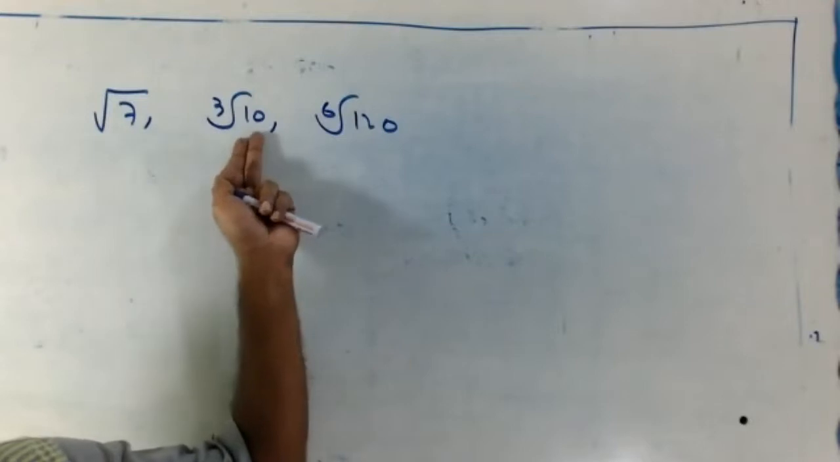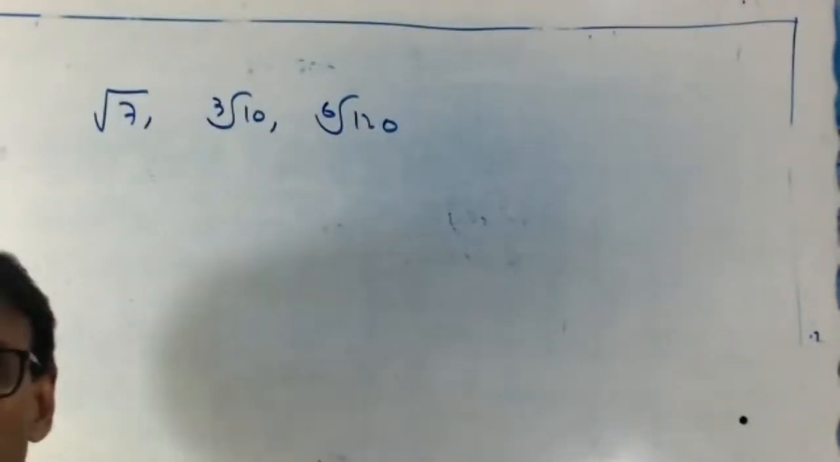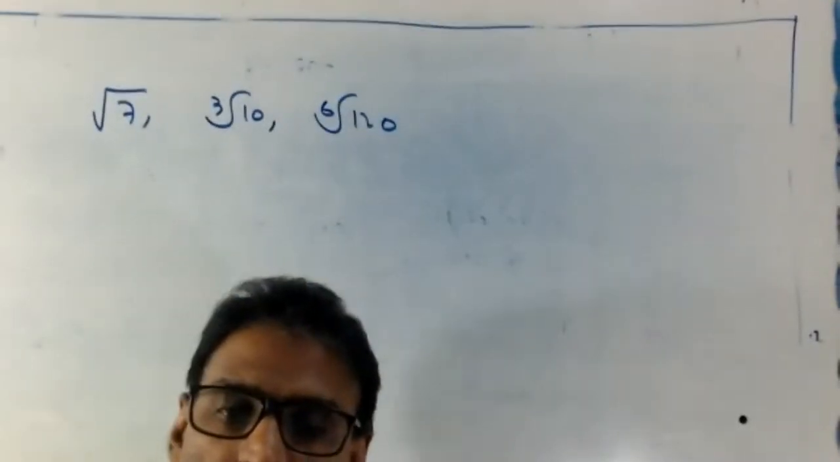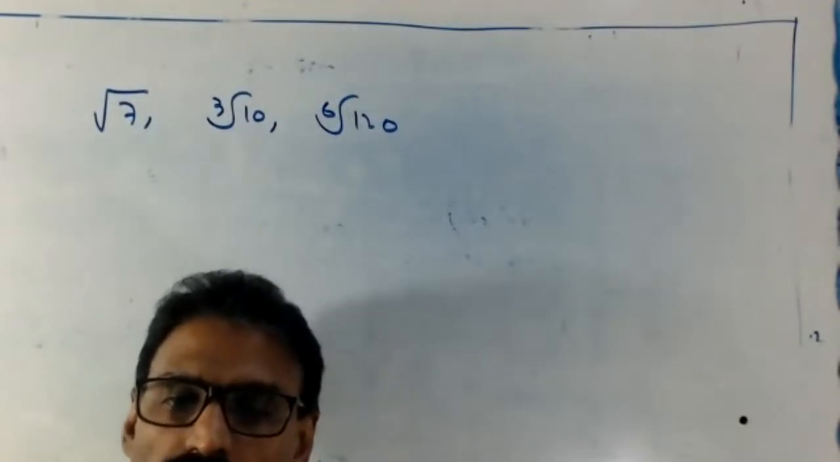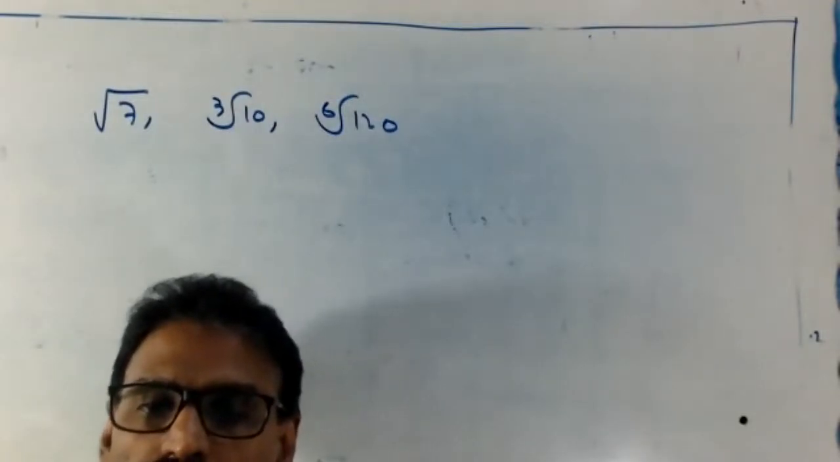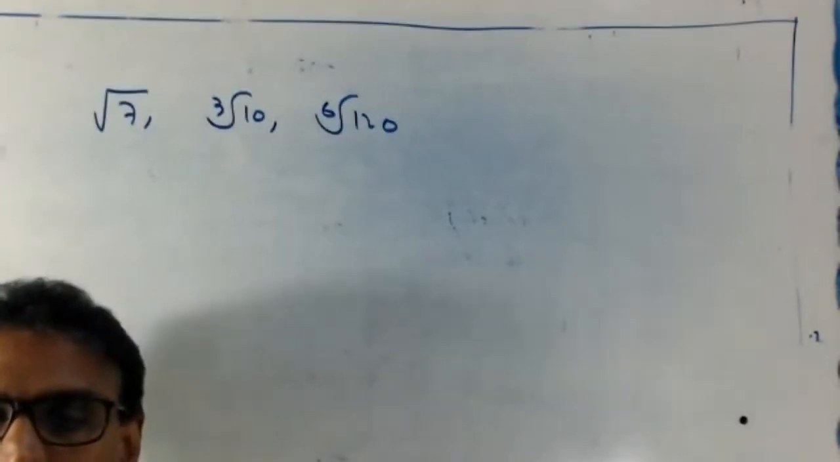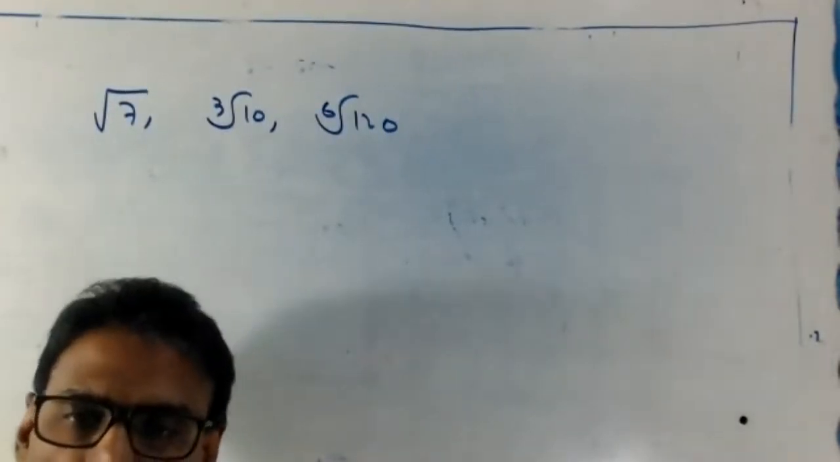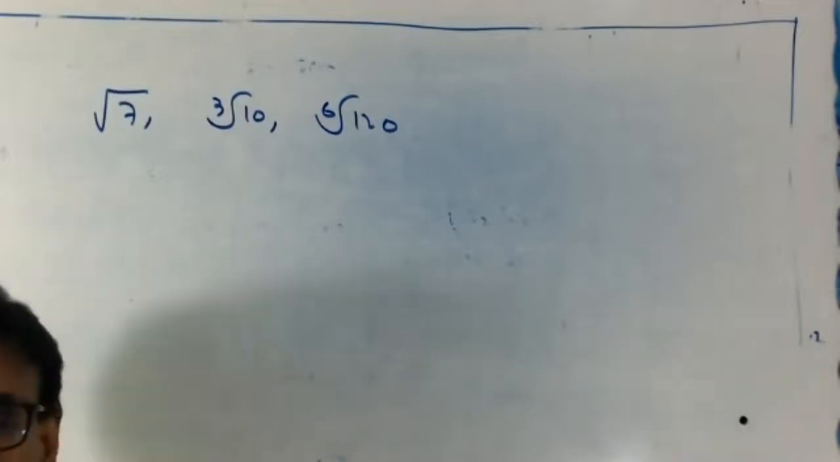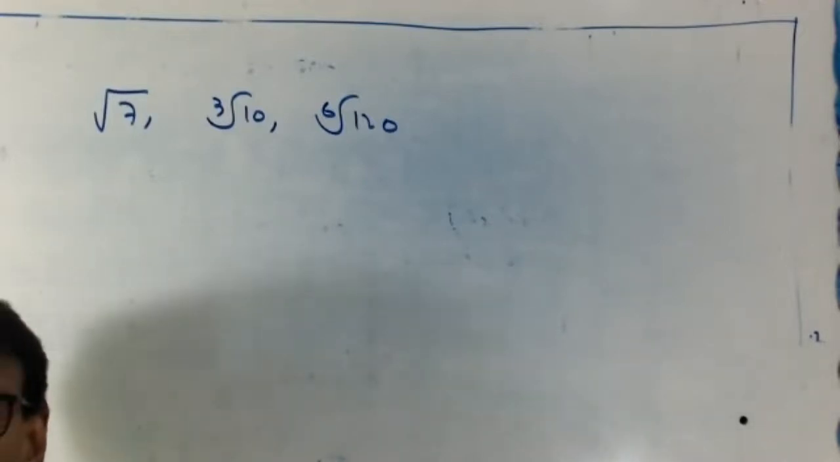Root of 7, you read. Cube root of 10. 6th root of 120. Now we try. I didn't ask you which is greater. I asked you to write in ascending order.